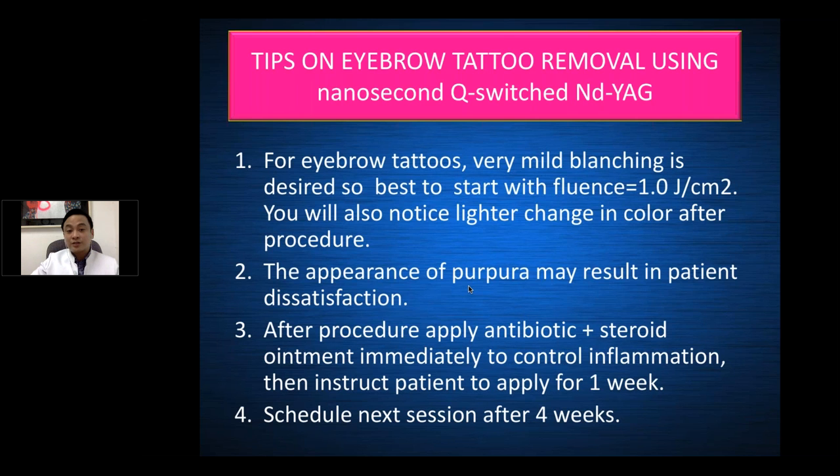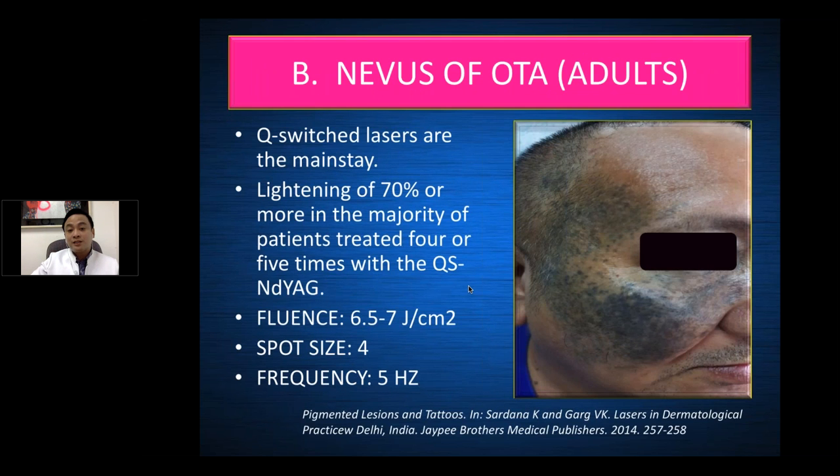So the Q-switch lasers are the mainstay for the treatment of the nevus of Ota in adults, and lightening of 70% or more in a majority of patients has been observed with 4 or 5 treatments with the Q-switch laser. And these are the recommended settings from the publications and from our colleagues abroad. So 6.5 to 7 joules per centimeter squared, but you always have to do a test shot because in some patients I need to increase the fluence to 8 or 8.5 joules per centimeter squared. The spot size is 4 millimeters and frequency of 5 hertz.